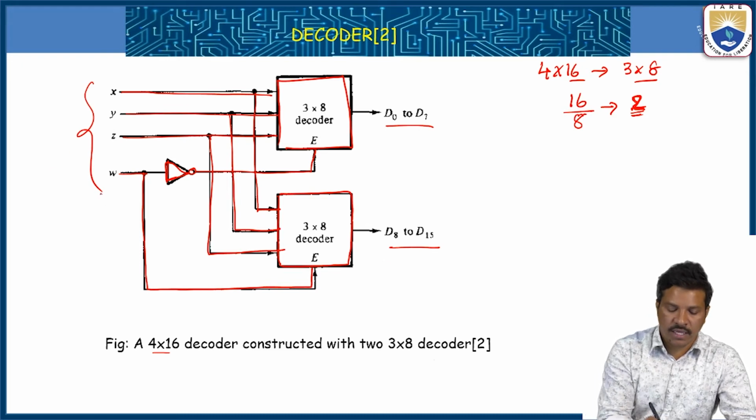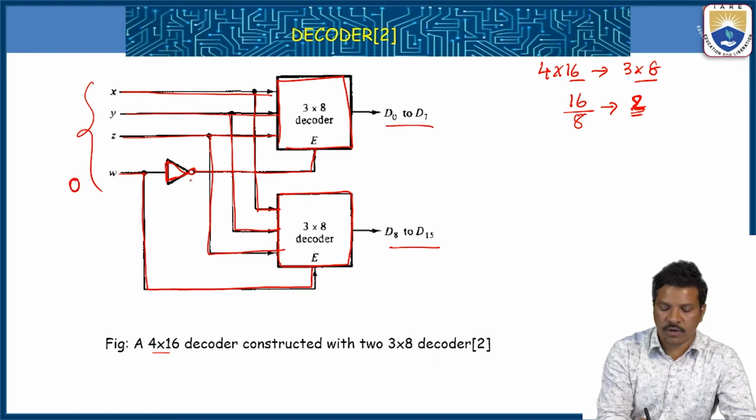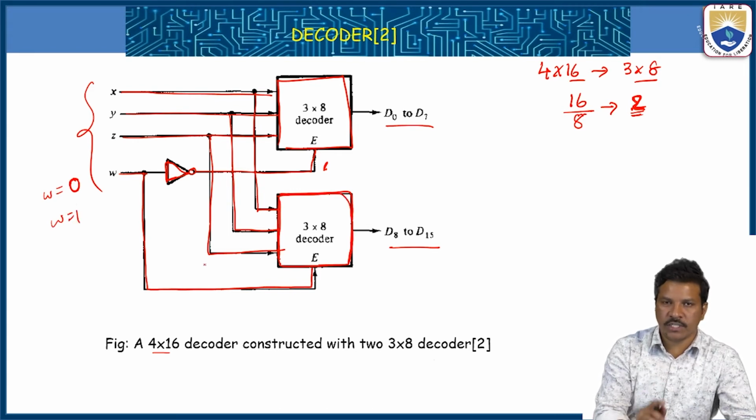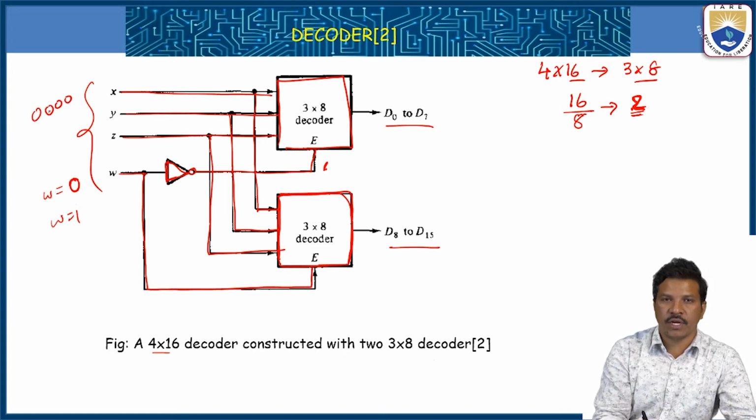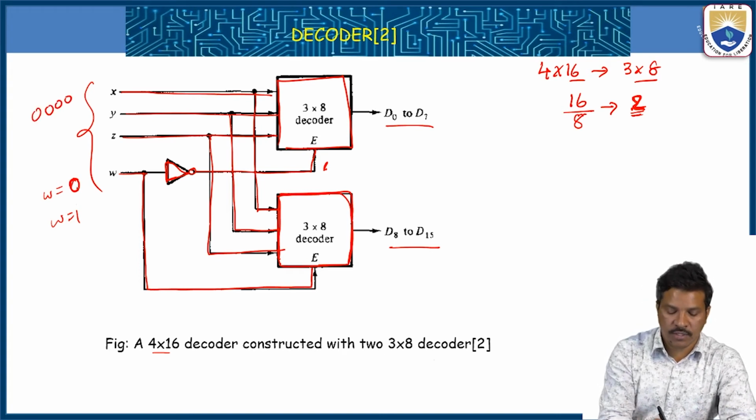If W is equal to 0, that 0 makes this inverter 1, so that the above decoder is enabled. If W is equal to 1, the below decoder is enabled. Let us check with 2 possibilities. For example, 0, 0, 0, 0 as W, X, Y, Z. So when W is equal to 0 and X, Y, Z is also 0.